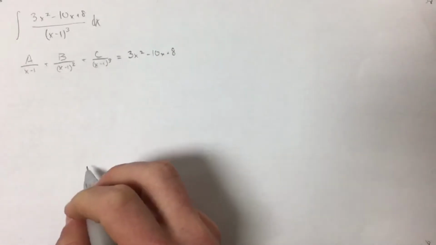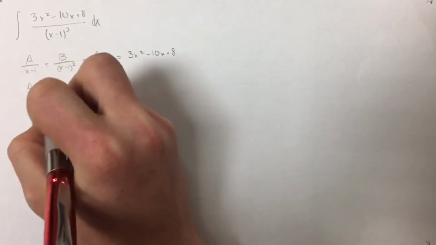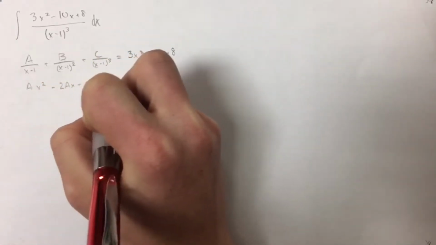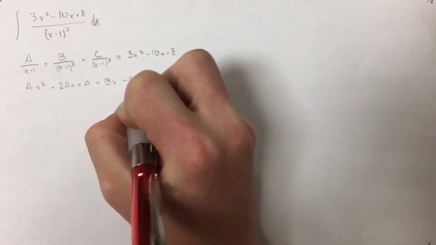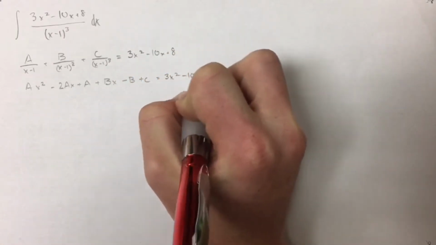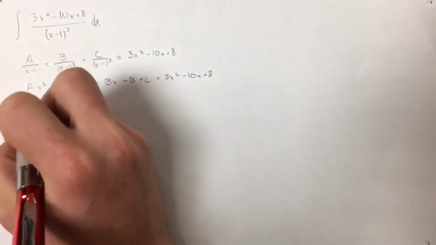So we're just going to have a, b, and c. Now we want to take our time with the factoring. It can be easy to make mistakes here, so we will just go slowly and deliberately until we have our fully factored out equation of ax squared minus 2ax plus a plus bx minus b plus c.